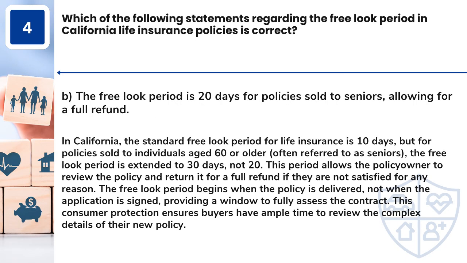Answer: B. The free look period is 20 days for policies sold to seniors, allowing for a full refund. In California, the standard free look period for life insurance is 10 days, but for policies sold to individuals aged 60 or older, often referred to as seniors, the free look period is extended to 30 days, not 20. This period allows the policy owner to review the policy and return it for a full refund if they are not satisfied for any reason.